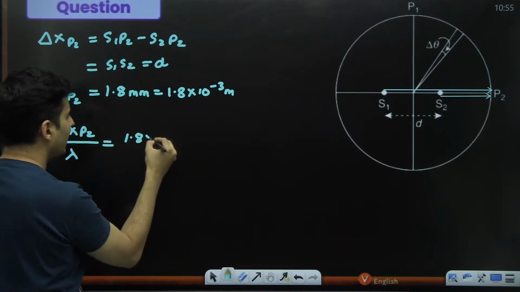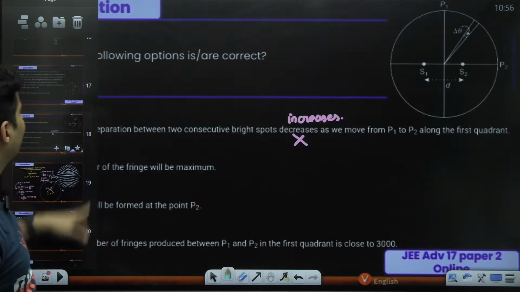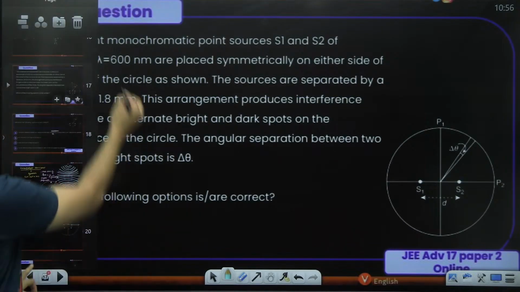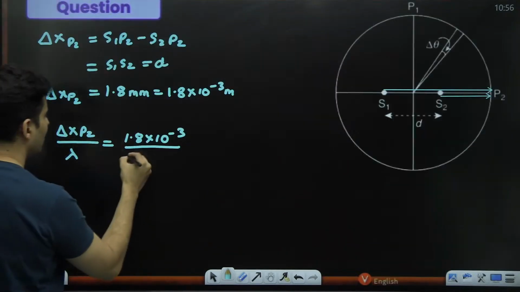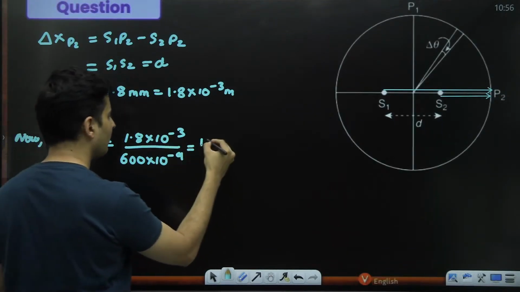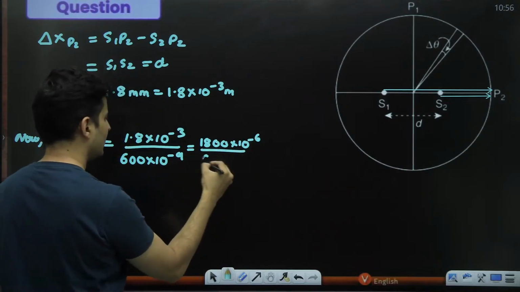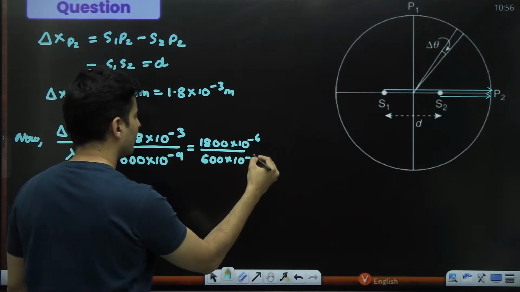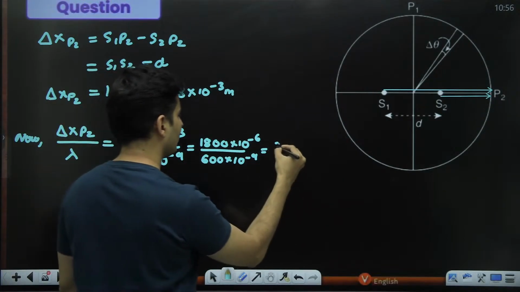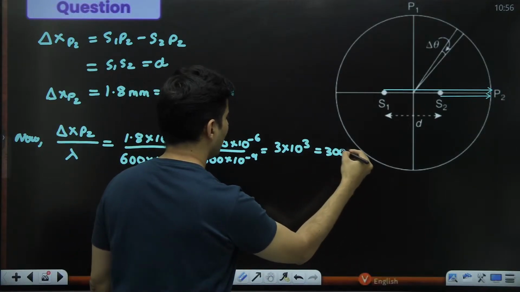So it will be 1.8 × 10^-3. The wavelength was also given, where is it? The wavelength was given somewhere, 600 nanometers. So just put 600 × 10^-9. So this will become 1800 × 10^-6 divided by 600 × 10^-9. That will be equal to 3 × 10^3, which is basically 3000.